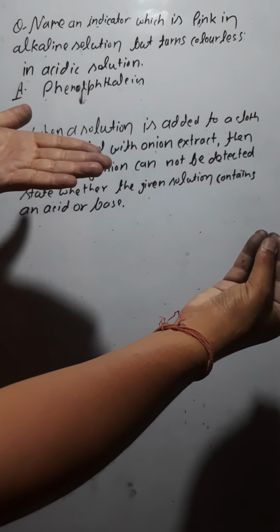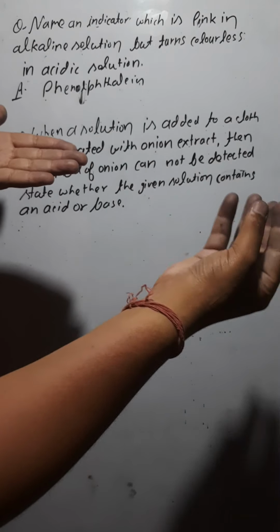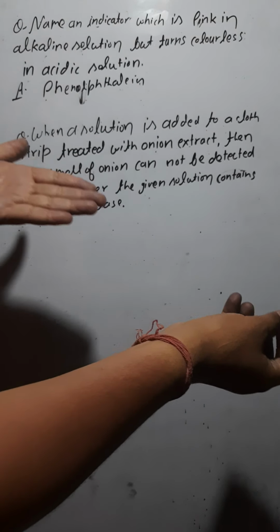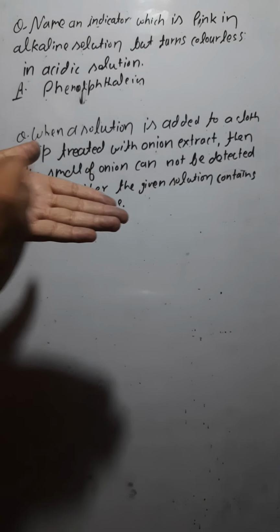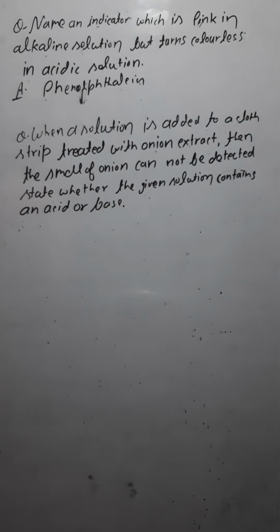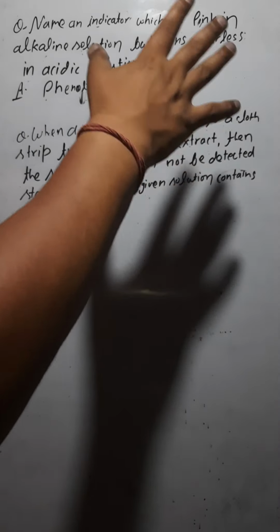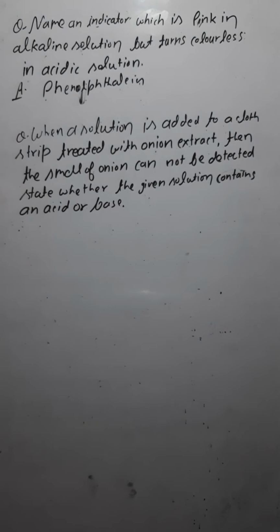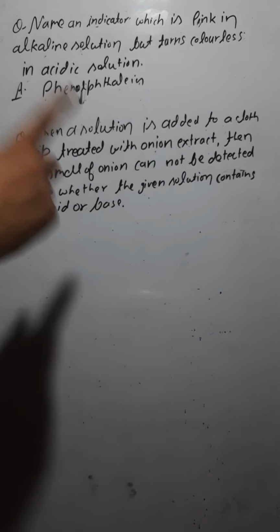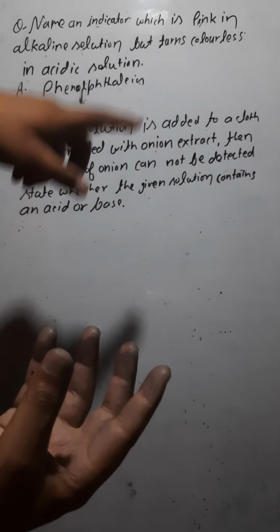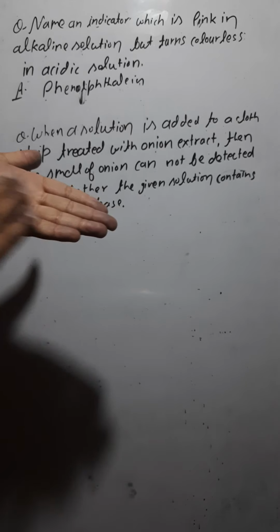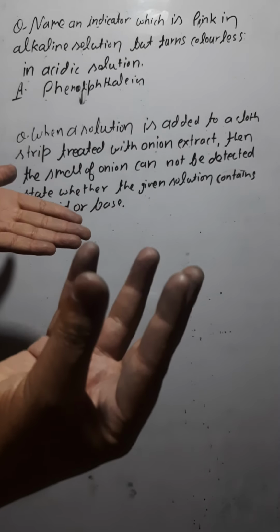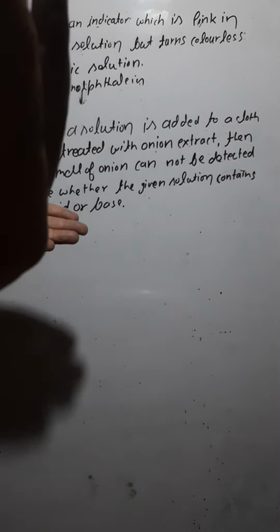Earlier if you see, you just smell the onion, so onion would be having some smell. Now if you are treating the onion here in this cloth strip, the onion loses its smell. This is the question: the smell of the onion cannot be detected. So state whether the solution which you have added to the cloth strip is an acidic solution or a basic solution.